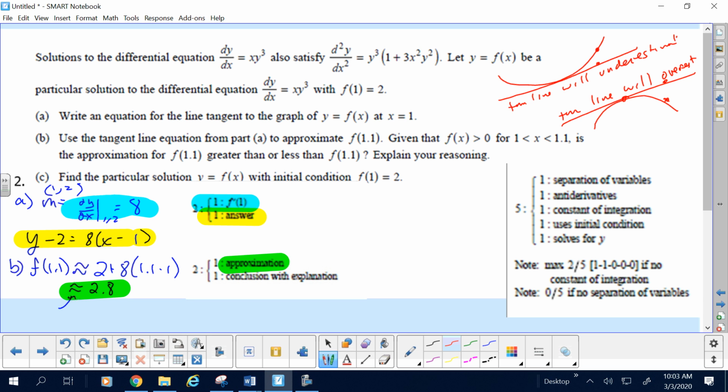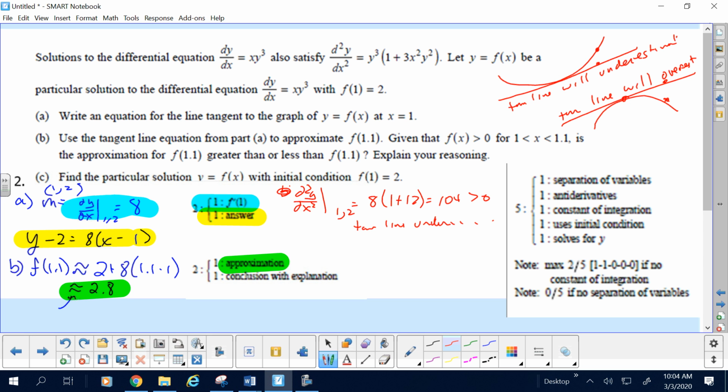Don't write this down yet, please. So they said something like the second derivative at 1, 2 is whatever it is, 8 times 1 plus 12, 13 times 8, 104. Okay? And then they said something like because that's greater than 0, the tangent line underestimates. Very solid understanding. They understand a lot, but they have a conceptual error here.